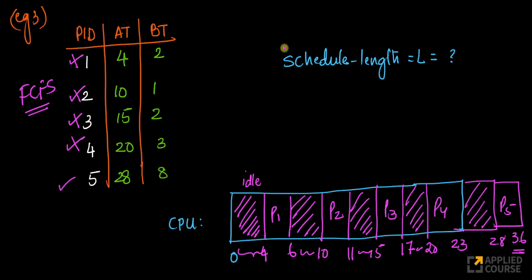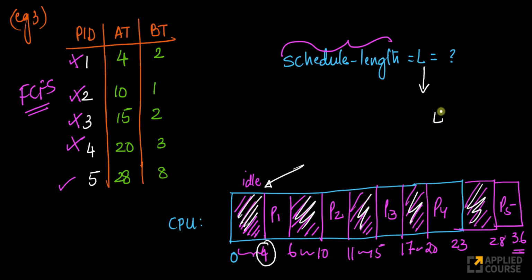Now the question here is, what is the schedule length? So again, please don't make this mistake. Some people remove all these idle times and then compute the schedule length. That's incorrect. That's why I've taken this example specifically. The schedule length here is measured from the time at which the first process started. The very first process here started at 4 seconds. When did the last process finish? The last process finished at 36.